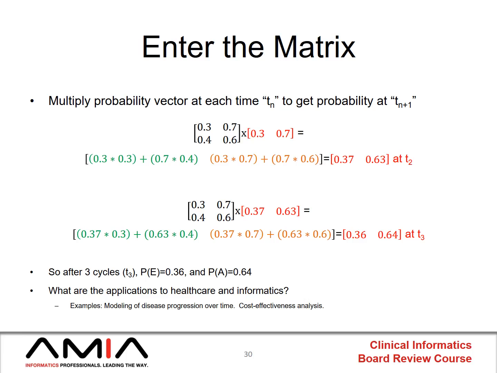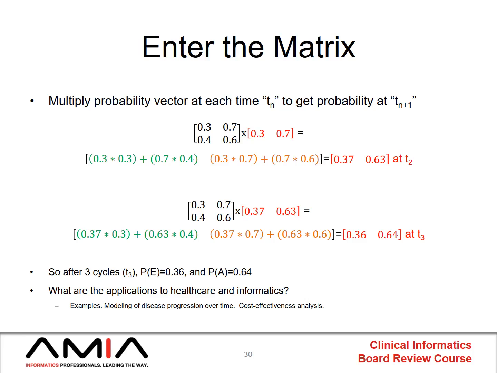To get the second value, I get 0.3 times 0.7 plus 0.6 times 0.7. Again, each column value in the stochastic matrix gets multiplied by each row value in the probability vector. And so now I know that at time 2, 37% of the animals are eating, 63% of the animals are awake.